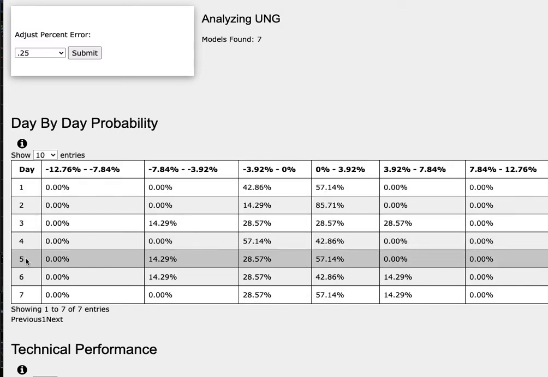As we progress to the 5th day or week of trading, natural gas has a 57% chance to climb between 0 to 4%, and a 29% chance to fall between 0 to negative 4%. And for the extreme case to the downside, a 14% chance to fall between negative 4 to negative 8%.